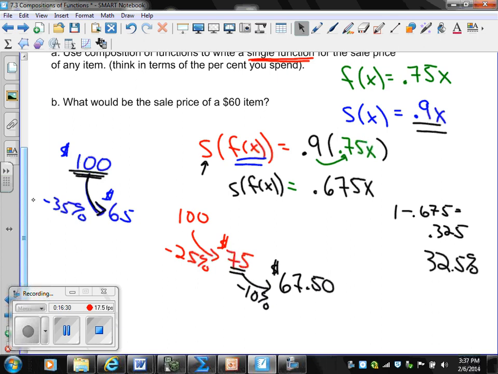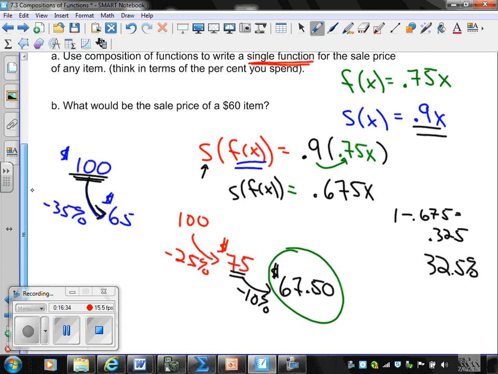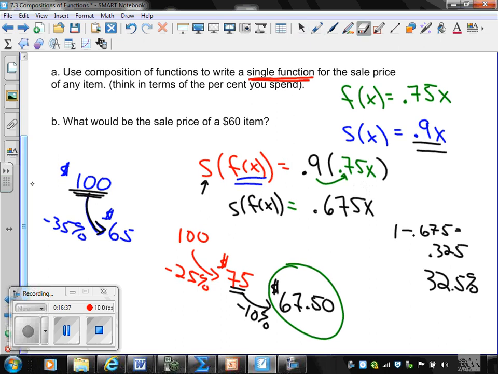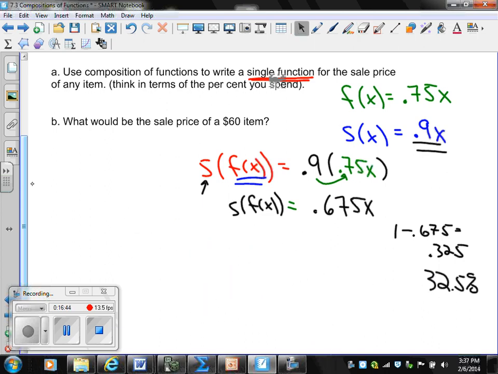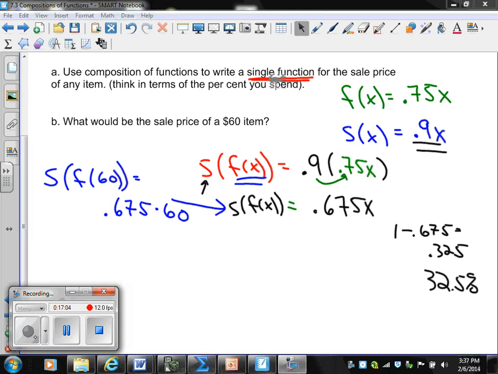Okay, so let's do this for the problem that's listed here. Let's see what a $60 item would be. So I'm just going to use our composition that we have here. If I want to find my sale price, I'm going to do s of f of 60. So this is saying do 0.675 times 60. And when I do that, I get a total of $40.50.